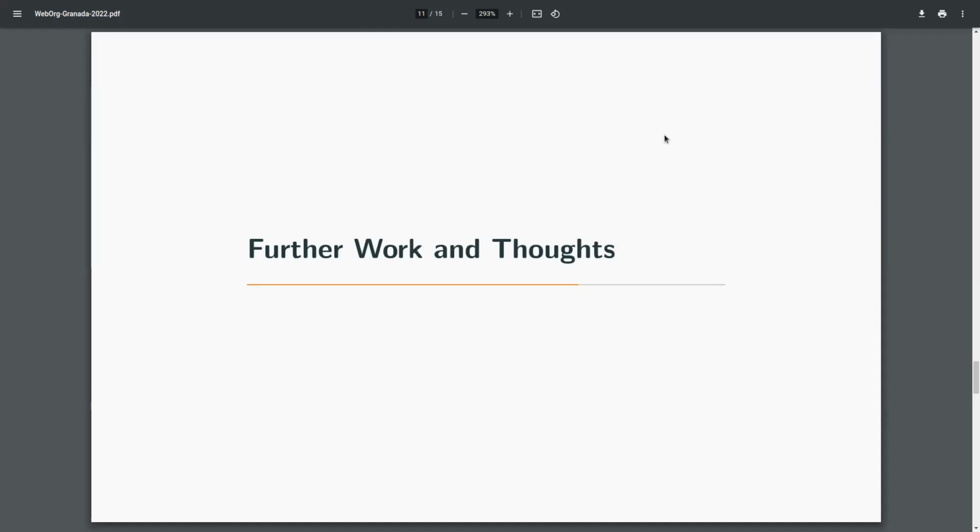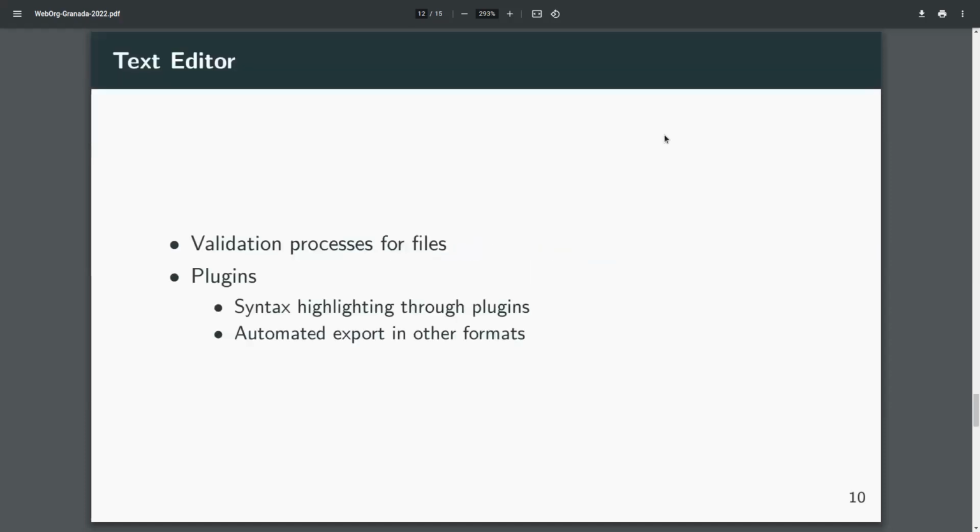Since we had some discussions about the software in the forerun, I would like to elaborate on some future work and thoughts, depending on each of the components. So for the text editor, I would like to have a validation process for files, because currently it just breaks. If there's a problem with the file, it doesn't say what the problem is, it just breaks and you have to reload the site.